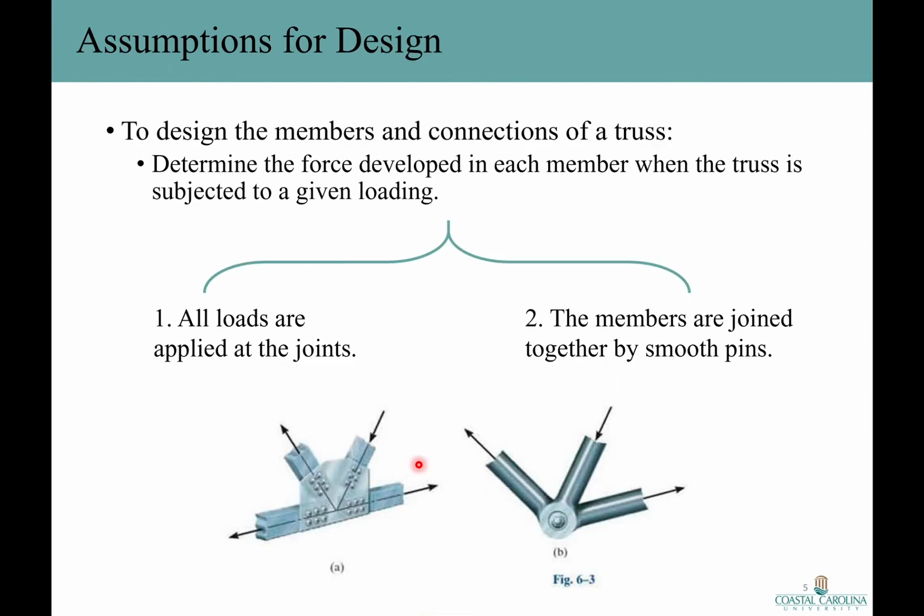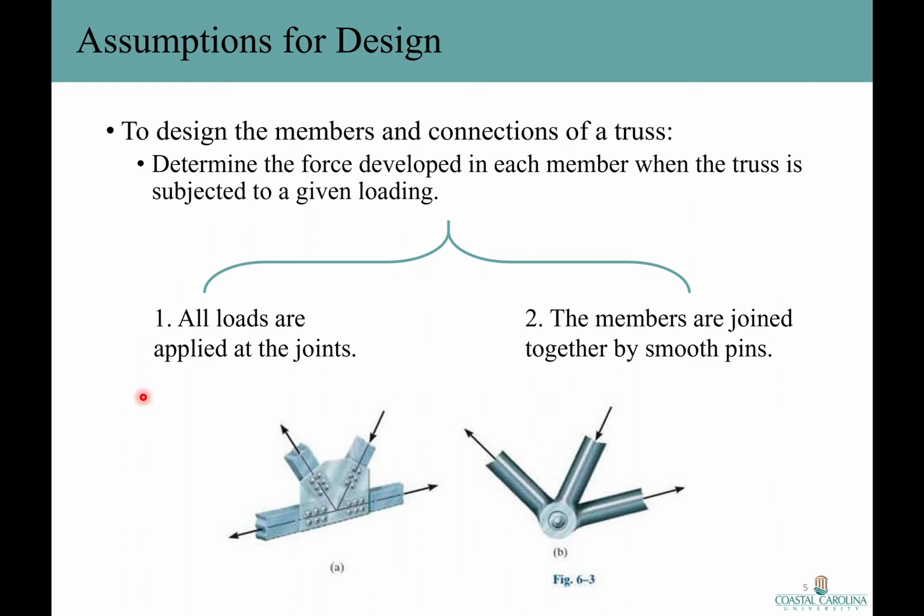All right, let's jump into the design. To design both the members and the connections of a truss, it is necessary first to determine the force developed in each member when the truss is subjected to a given loading. To do this, we will make two very important assumptions. The first one is that all loadings are applied at the joints. In most of our situations, such as bridges and those roof supports, the roof trusses, this assumption is true. Also, the weight of the members is neglected.